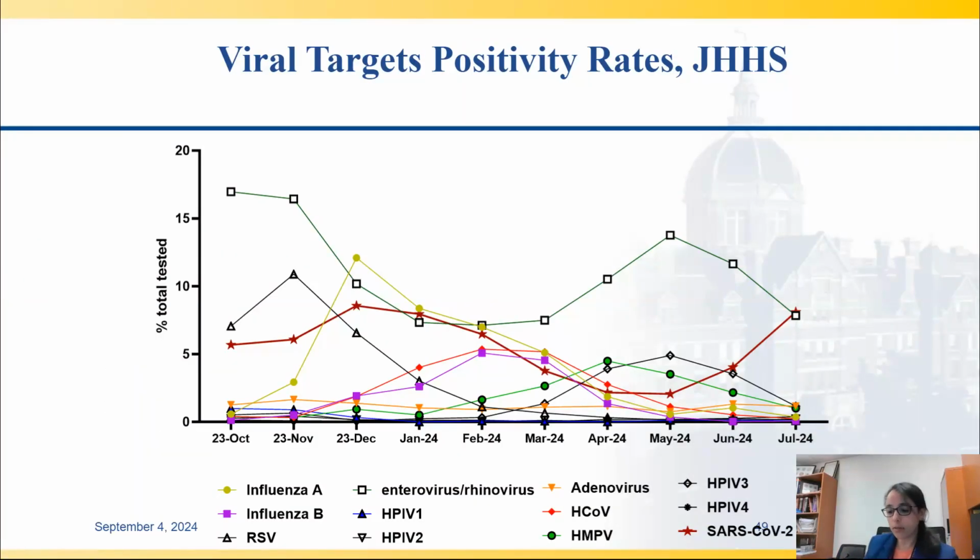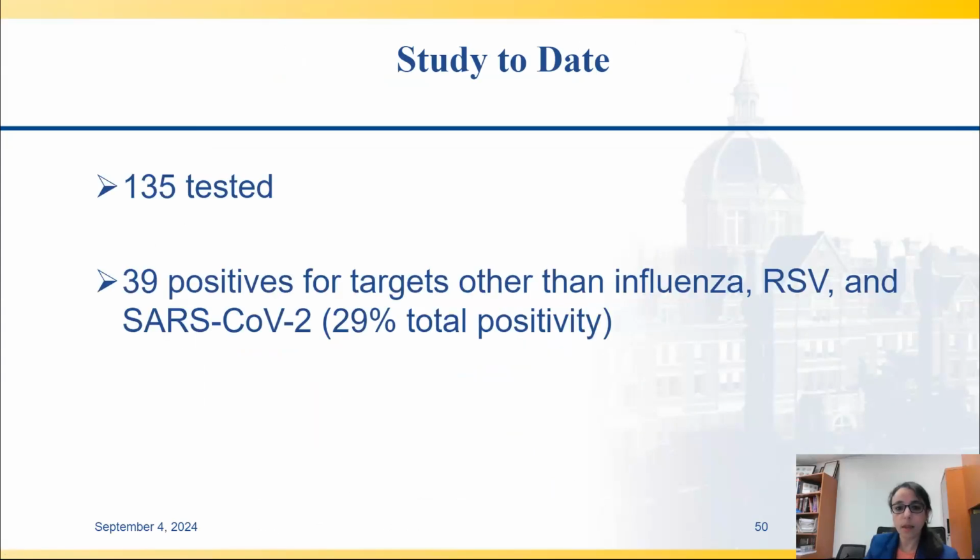Just showing again the positivity rate of the targets during the study time frame. The majority of the specimens we collected were tested between December 2023 and, since our testing is still ongoing, the data I am showing is up to July 2024. And you can still see here that rhinovirus has been the highest positivity rate virus in our system, as I mentioned, during that past respiratory viral season.